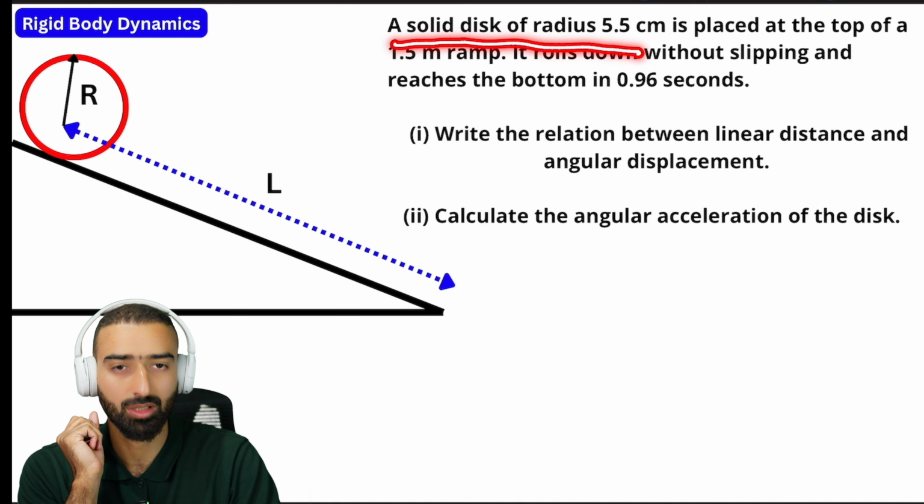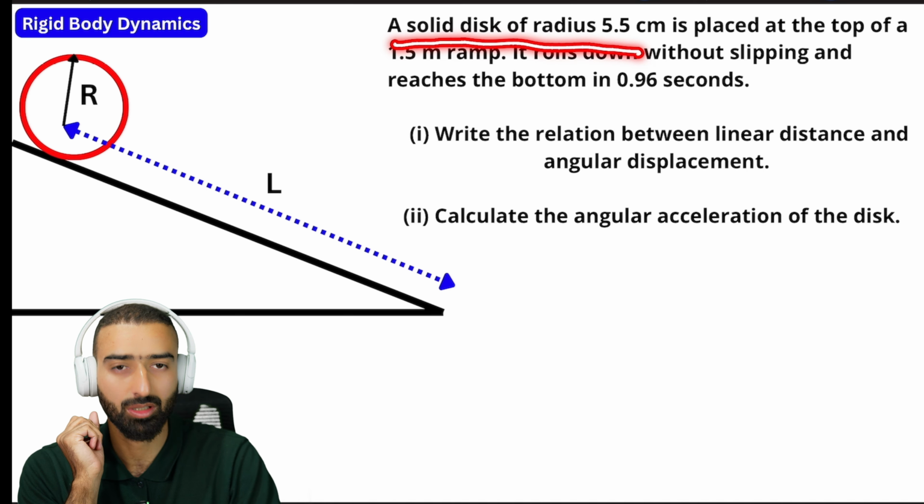So we have a disk whose radius is given. The disk rolls down the slope, and the length of the slope is given to us. It is 1.5 meters, and we are given the time it takes to roll down. The first question is, what's the relationship between L and the angular displacement? Angular displacement means the angle the disk has rotated.